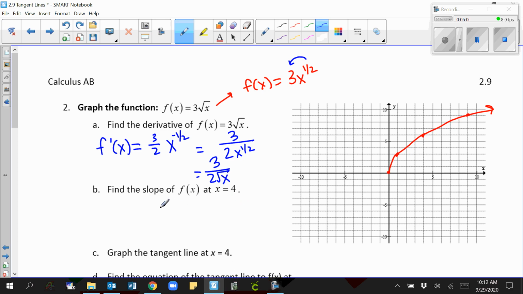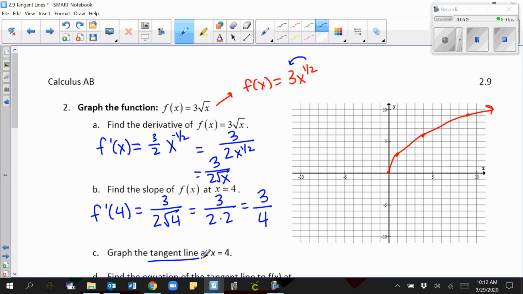And now we're going to find the slope at x equals 4. So that means I'm finding my derivative at 4. So 3 over 2 square root of 4. So 3 over 2 times 2, which gives me 3 over 4.